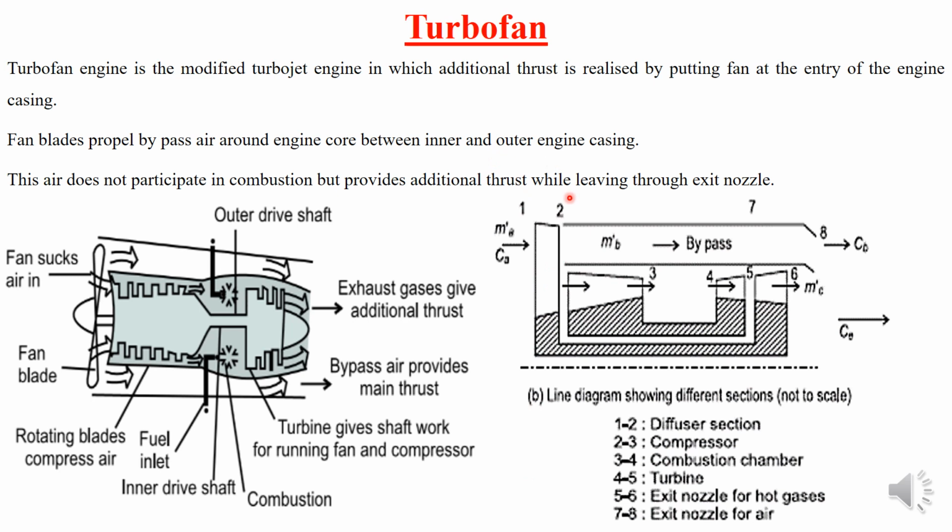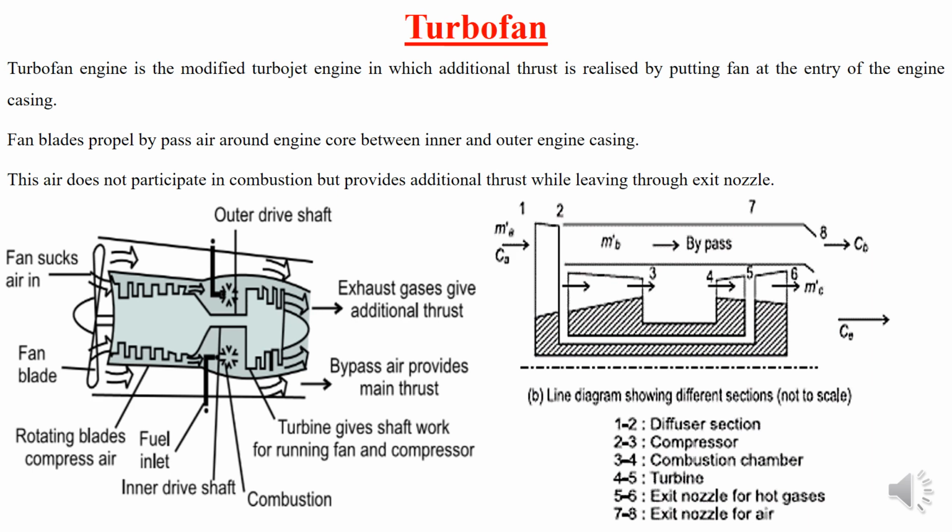So 1 to 2 is the diffuser section, and 2 to 3 is your compressor section. Then 3 to 4 is your combustion. 4 to 5 is turbine. 5 to 6 is the exit nozzle. Then 7 to 8 is the exit nozzle for air. This is the exit nozzle for your exhaust gas. Okay, that you remember. The net force will be the addition of these two. Hence the thrust will be more compared to that of a turbojet. This is how turbofan will work.